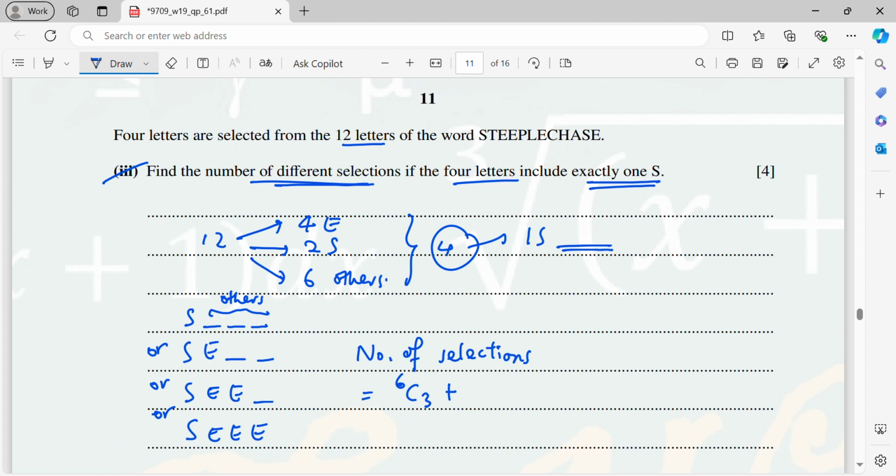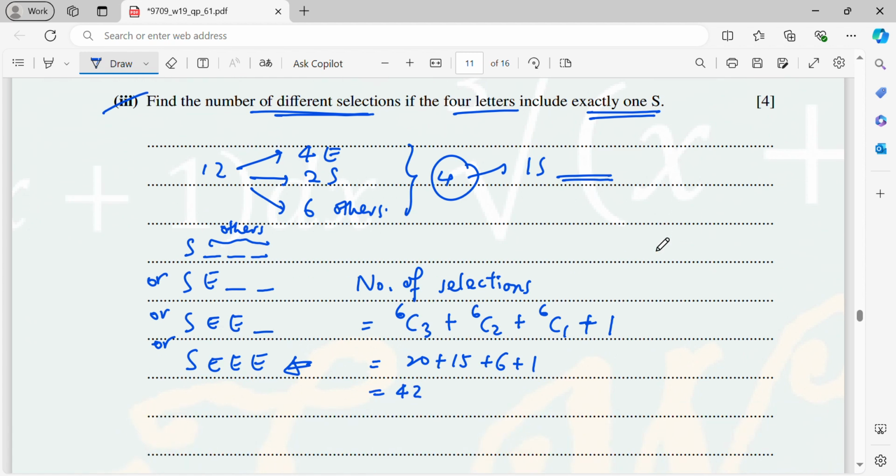For the next case, I have chosen 2 letters, 1 S and 1 E, so I need 2 more. The 2 more will be chosen from the 6 others. Therefore, 6C2. Or I need 1 more, 6C1. And the last one is 1 S and 3 E's, which is one way to do it. Therefore, you will get 20 plus 15 plus 6 plus 1. At last, you will get 42. So that's the number of different selections.